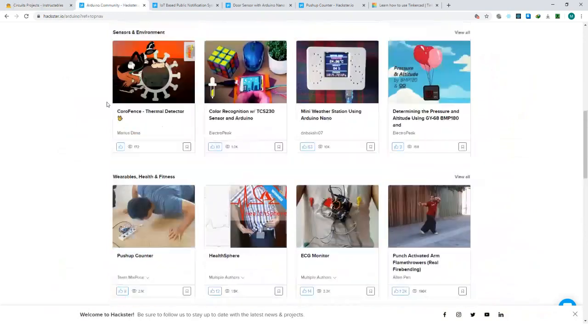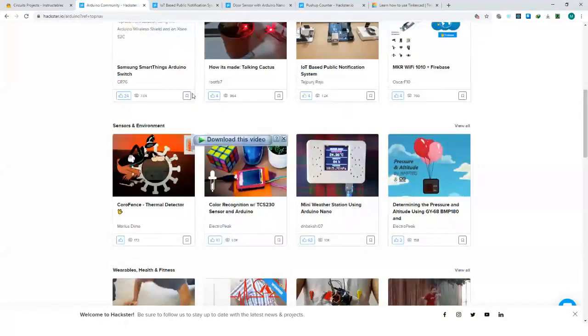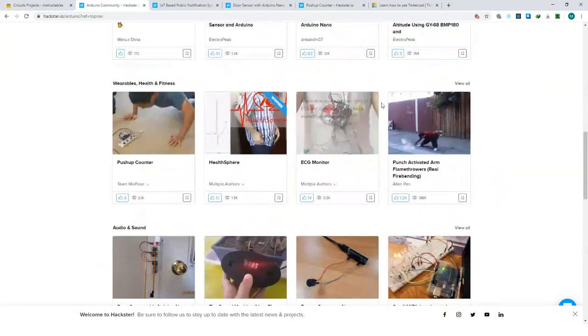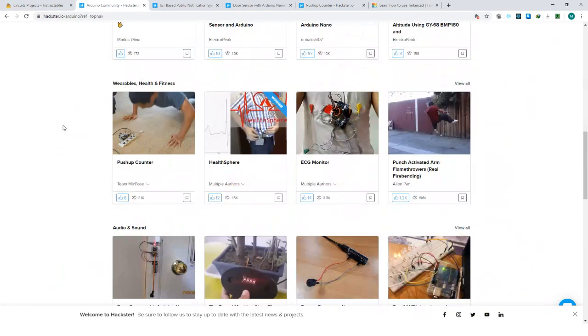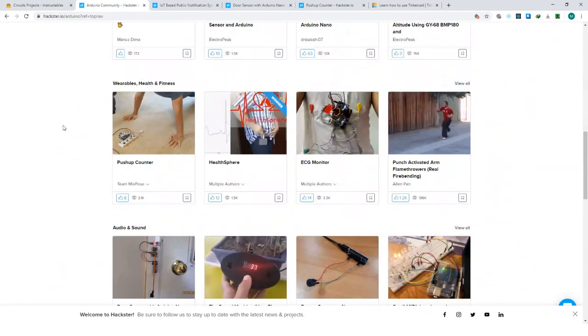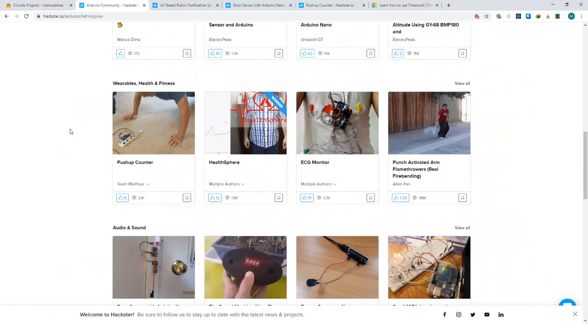Then, again, I'm sharing another community. This was another community for people who are also developing. It is called hackstar.io. This is also a very wonderful resource for people who want to learn more about Arduino. You can see somebody has just made a wearable for fitness. There are people who don't know how to count the number of times they are going for push-ups. So if you are doing push-ups, Arduino counts for you.